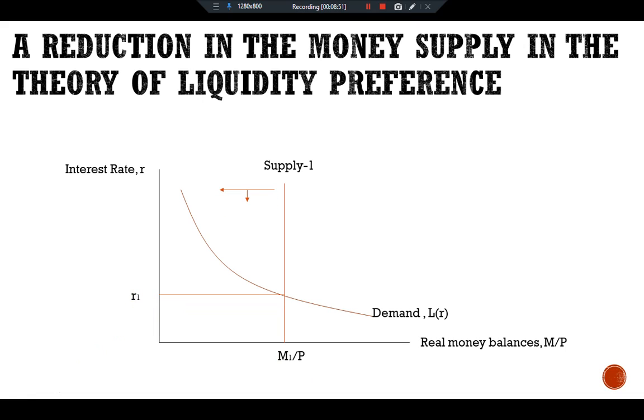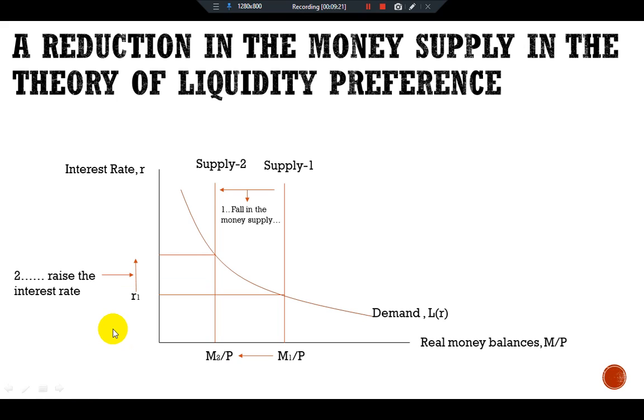So a fall in the money supply by the central bank will shift the supply curve from this supply curve to this one. This reduces the real money balances from M1 over P to M2 over P. This raises the interest rate in the economy from R1 to R2. So the higher interest rate makes people satisfied to hold the smaller quantity of real money balances.